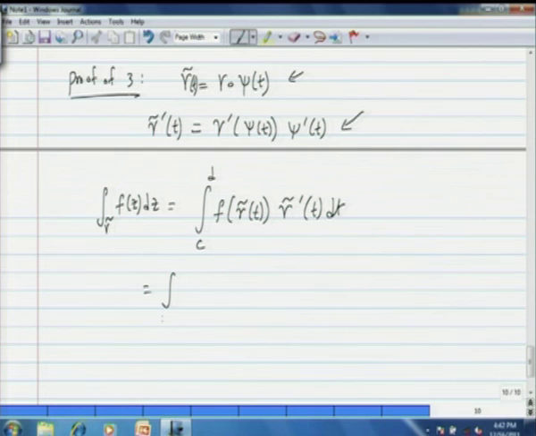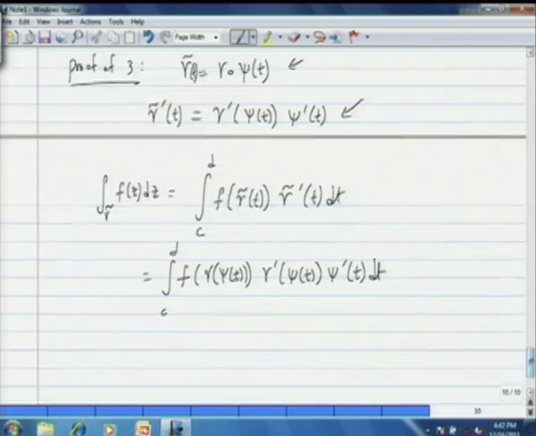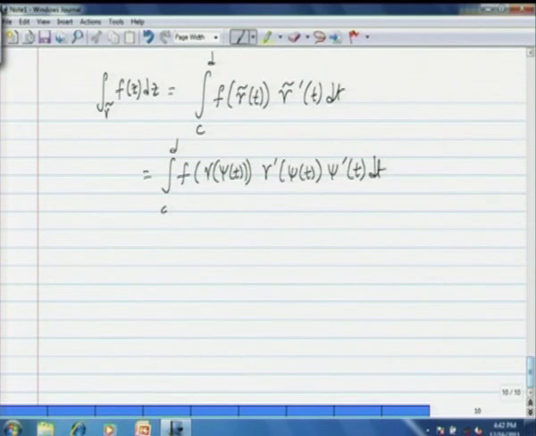So, this is integration from c to d of f of gamma circle psi of t. Gamma circle psi of t is gamma of psi of t, that is the definition of composition, and then gamma tilde prime is gamma prime of psi of t times psi prime of t dt. At this stage, I have eliminated gamma tilde and brought in gamma, just using the equality right here.